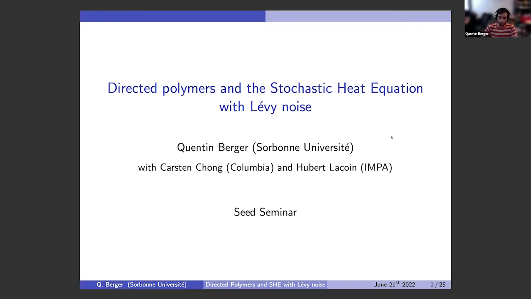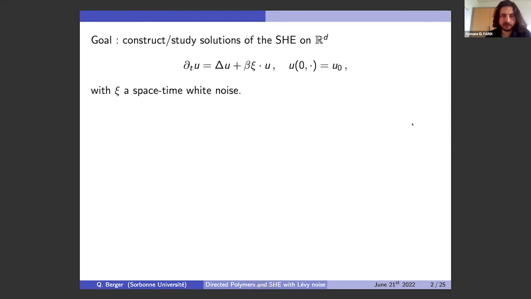Okay, so what is the stochastic heat equation? The stochastic heat equation is that equation. You have a field on time and space, where space is R^d, and you want to construct or study solutions of this type of equation. If you don't have the second part, it's just the heat equation, but here you add a multiplicative noise, and it can model a particle in an inhomogeneous field.